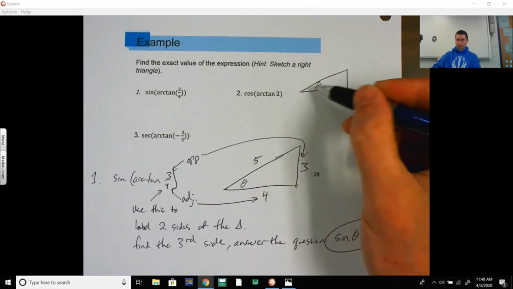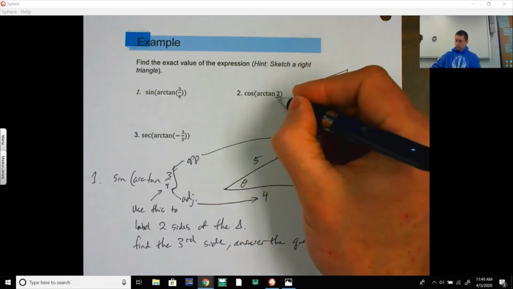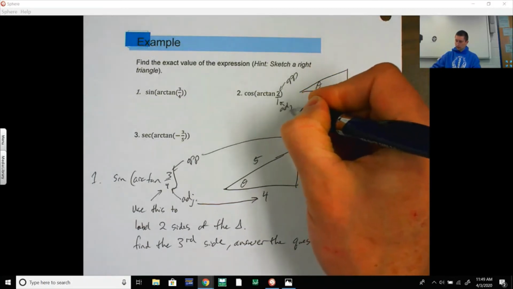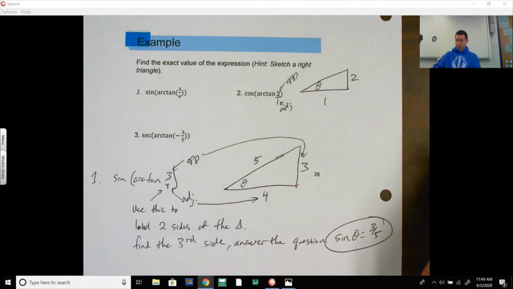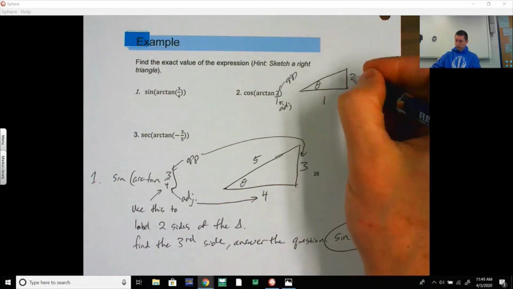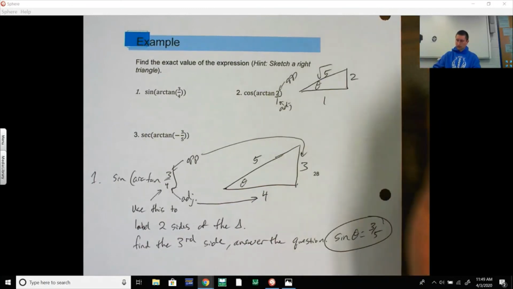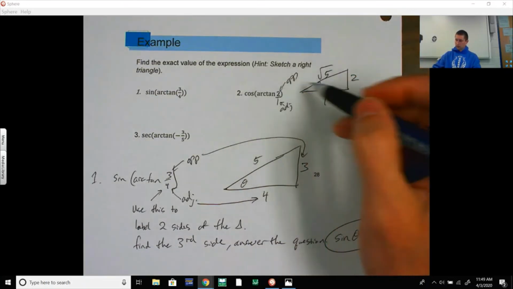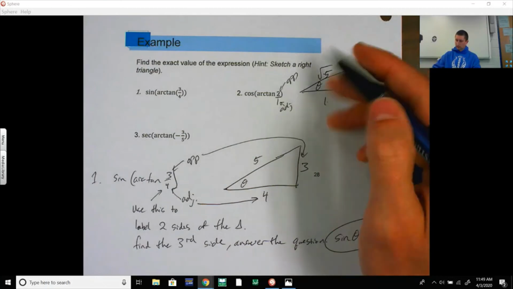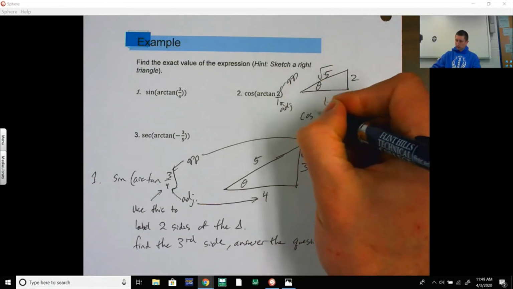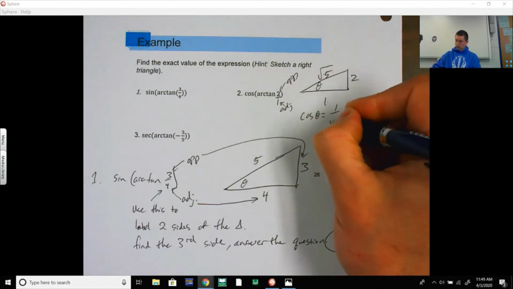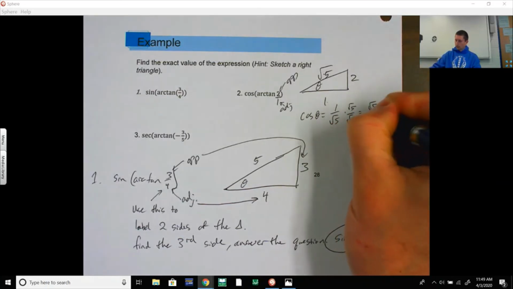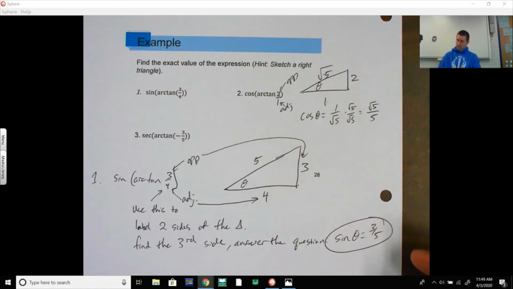So there's theta. Arctangent 2 over 1. So that's opposite over adjacent. So that's 2 over 1. 2 squared plus 1 squared gives us the square root of 5, Pythagorean theorem. Okay, so your cosine would be adjacent over hypotenuse. So the cosine of theta would be 1 over root 5. Rationalize the bottom, you get root 5 over 5.